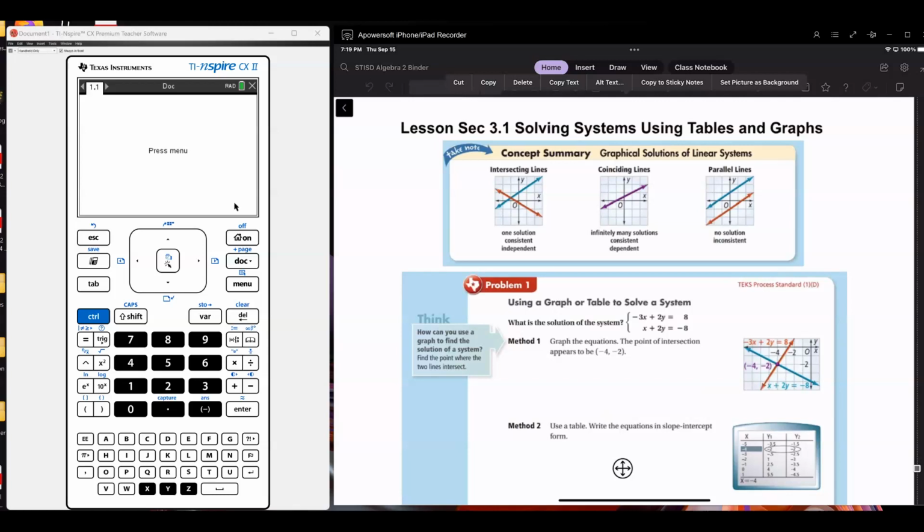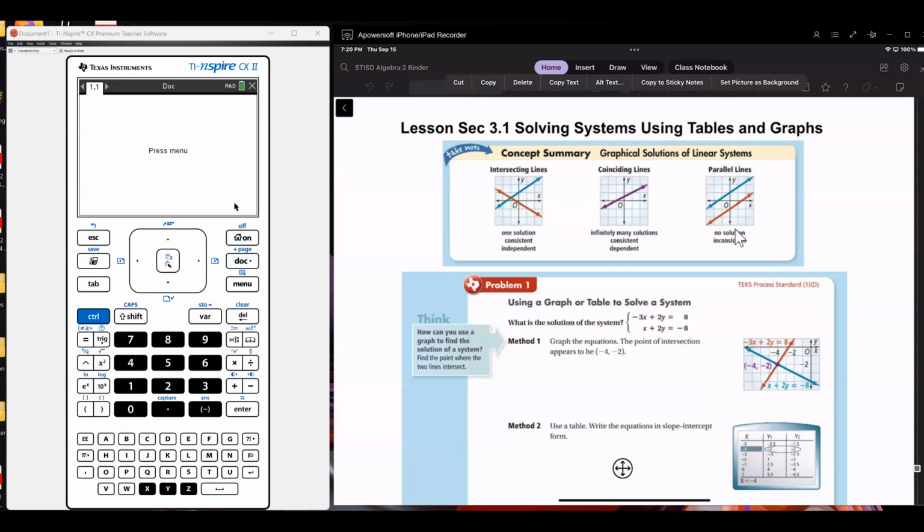Good afternoon. We're going to go ahead and solve systems of equations using tables and graphs. If you look at the very top, we either have one solution, or if the two equations are the same line, then it's going to be infinitely many solutions. And of course, if they're parallel, there is no solution. We're going to go ahead and start with problem one.